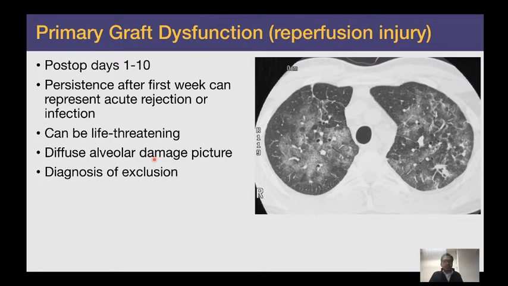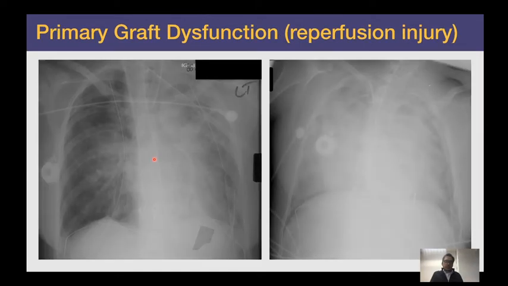But one of the things that's kind of unique in the lung transplant group is primary graft dysfunction, and sometimes it's called reperfusion injury. Okay, and these can be life-threatening, but usually they go away, and it's a diagnosis of exclusion. Okay, and this is what it looks like on chest X-ray. Really it's impossible to tell reperfusion injury from other nonspecific consolidation in the lung, like pulmonary edema, pneumonia, etc.